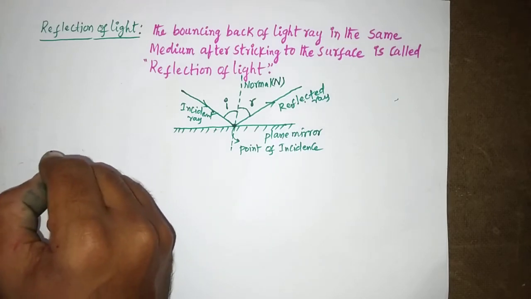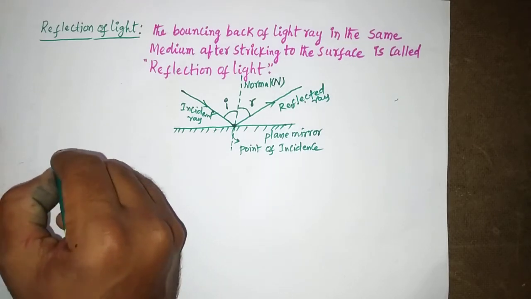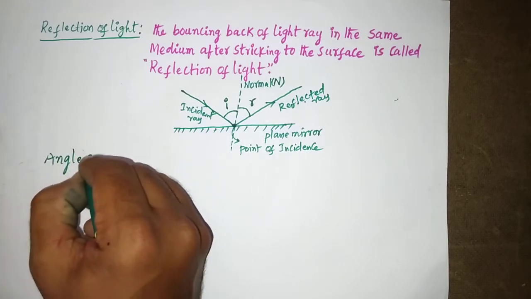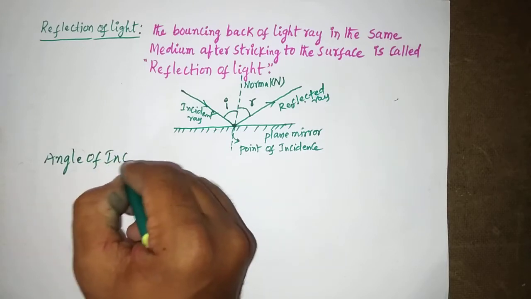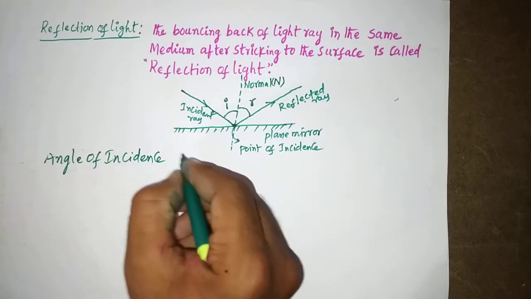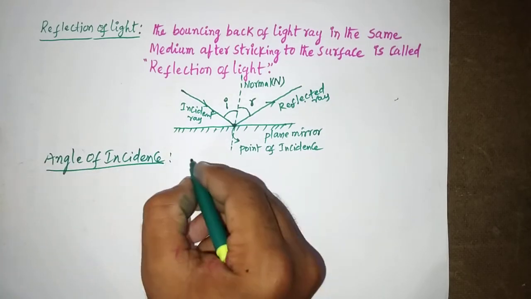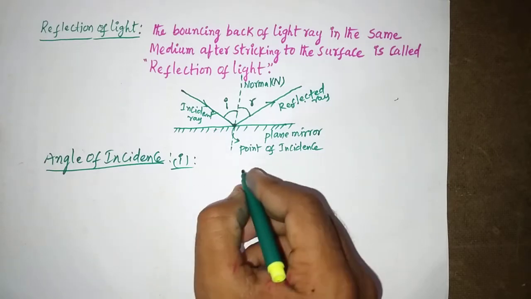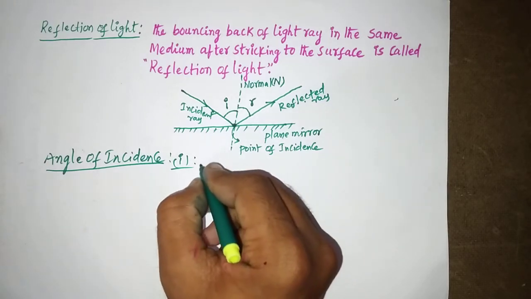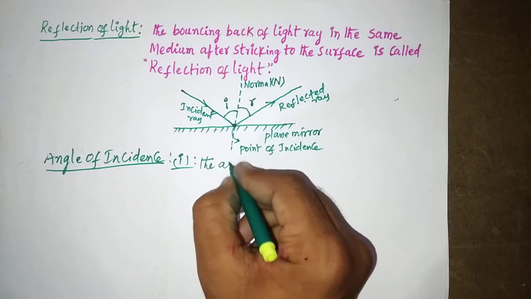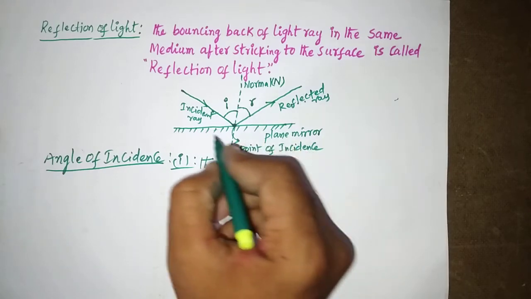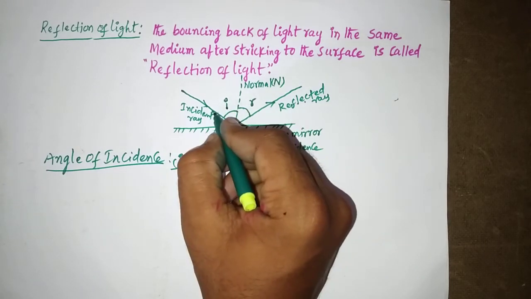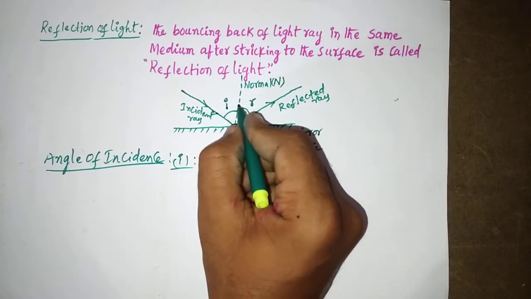First of all, what is the angle of incidence? Angle of incidence is indicated with the letter I. Angle of incidence is nothing but the angle between the incident ray and the normal.